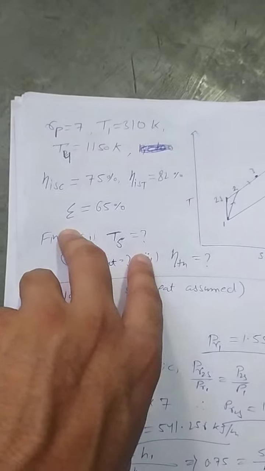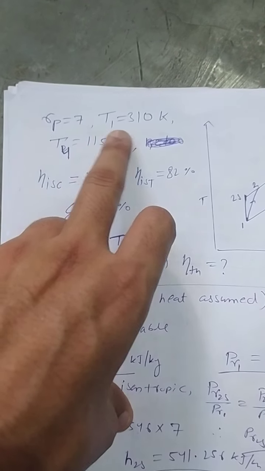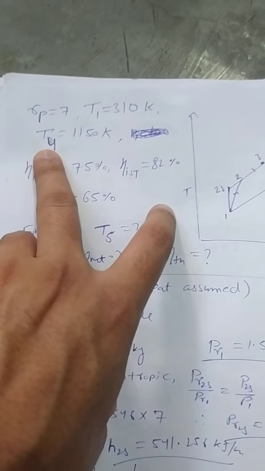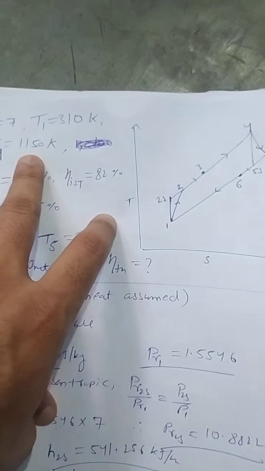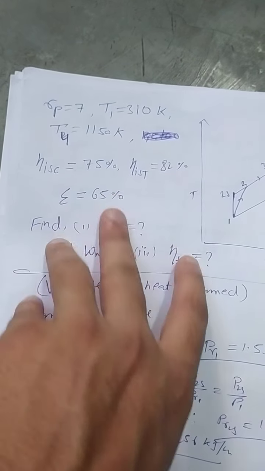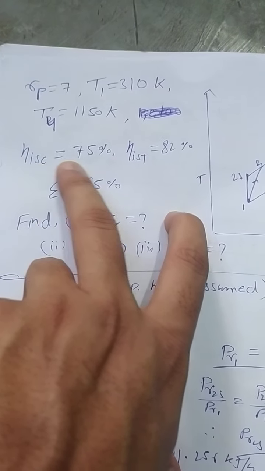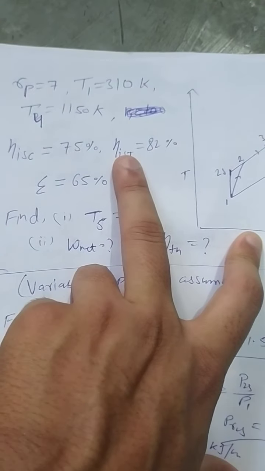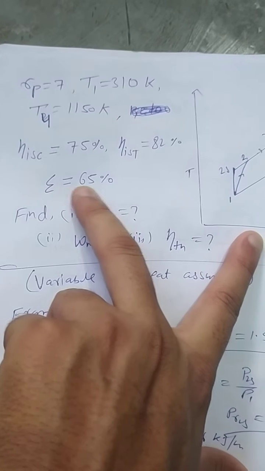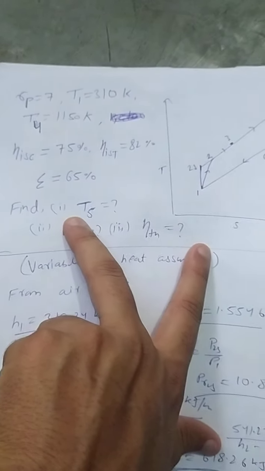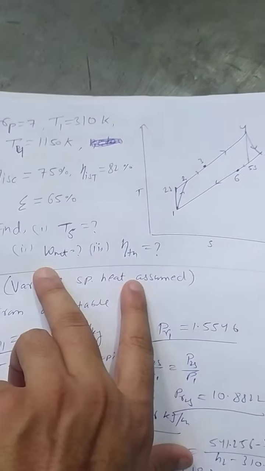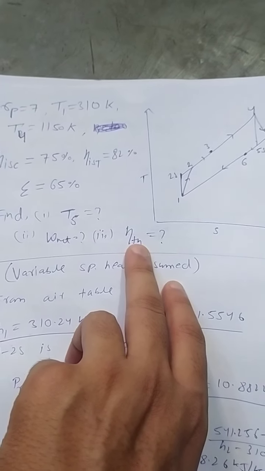Let's see the given data. The pressure ratio is given as 7. Initial temperature at the entry of the compressor is given as 310. T4, that is the maximum temperature, the inlet of the turbine, is given as 1150 K. Isentropic efficiency of compressor is 75%, isentropic efficiency of turbine is 82%, effectiveness of regenerator is 65%. Now we have to find the T5, that is the exit temperature of the turbine, the net work output, and the thermal efficiency.